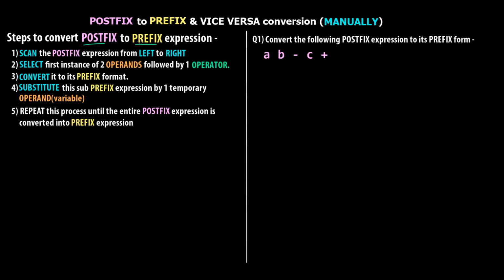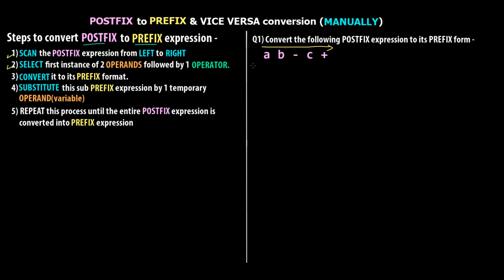Okay, so rule number 1 says we have to scan the postfix expression from left to right. So starting from the left character to the right in this direction, you can see. We can also go from right to left, but then the rules will change. So we'll stick to the left to right process. So this is rule number 1. Rule number 2 says select the first instance of 2 operands followed by 1 operator.